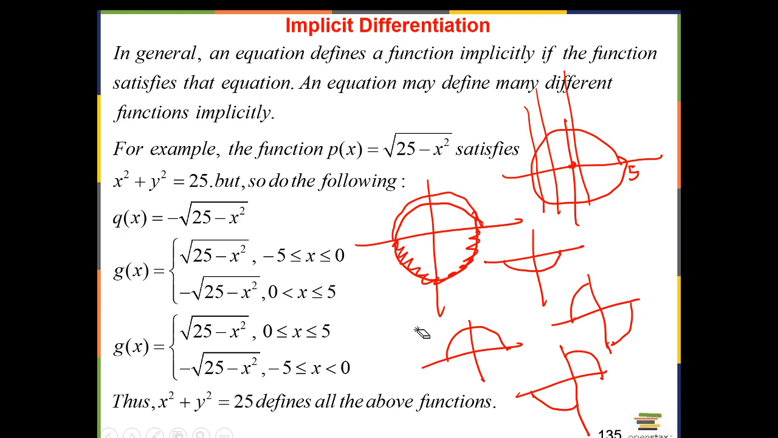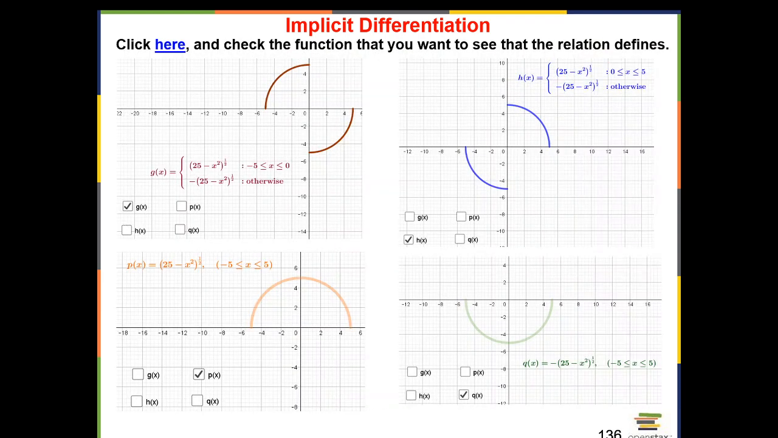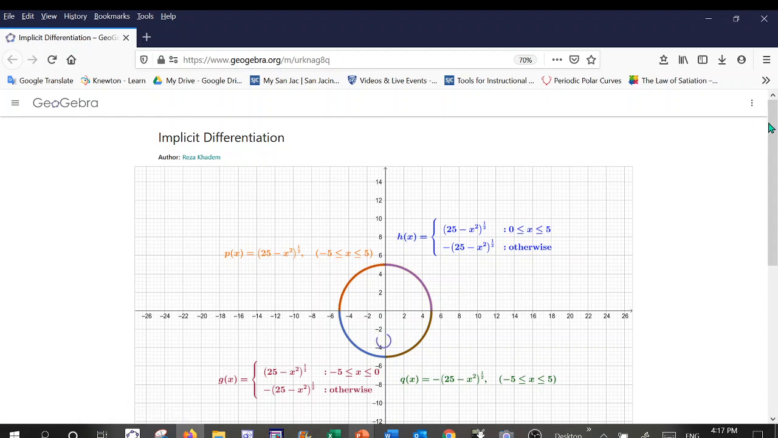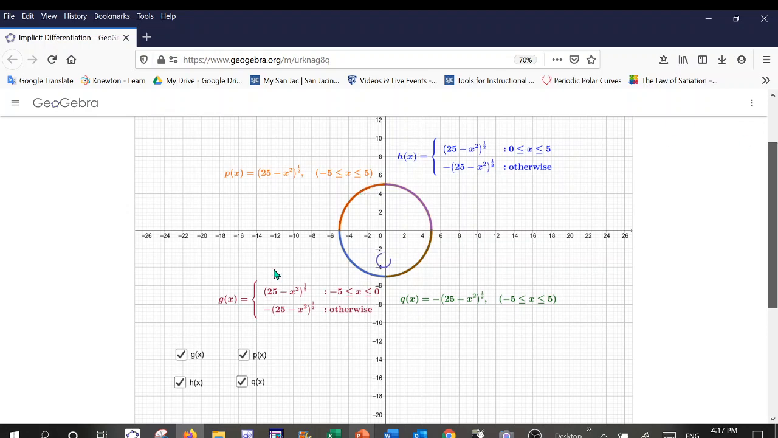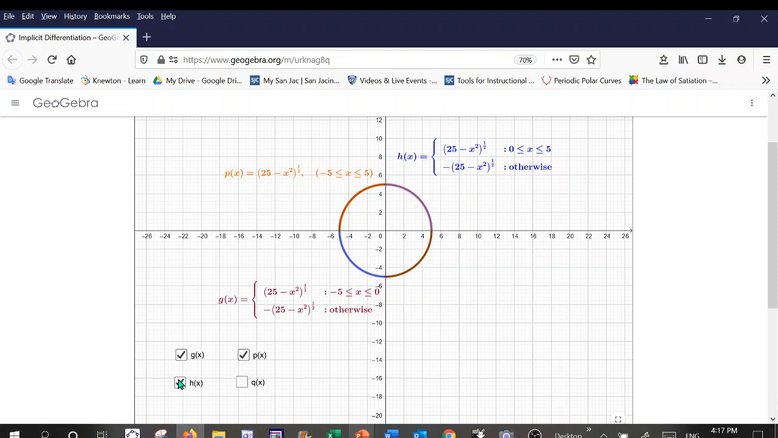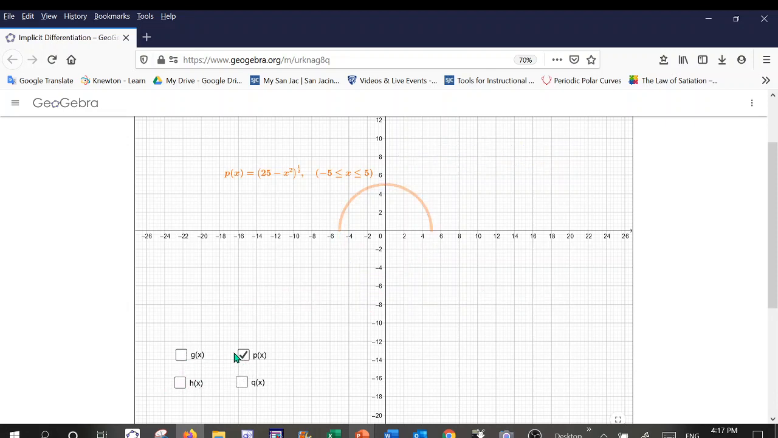So let's look at different types of functions we can define. In fact, if we click over here in the notes, you can click here and go to a GeoGebra online applet under my account somewhere right here, and now you can see it right here. So let it download. Here it goes. So I'm going to turn these off. You can have one at a time. So here is one way we define a function right here.